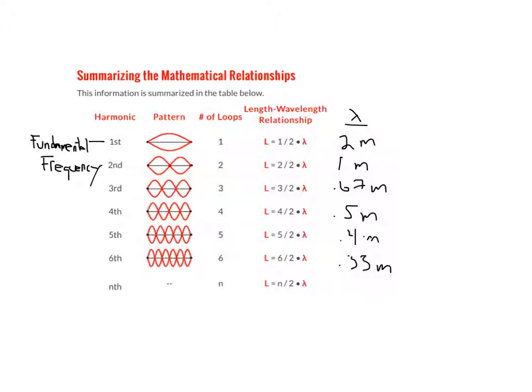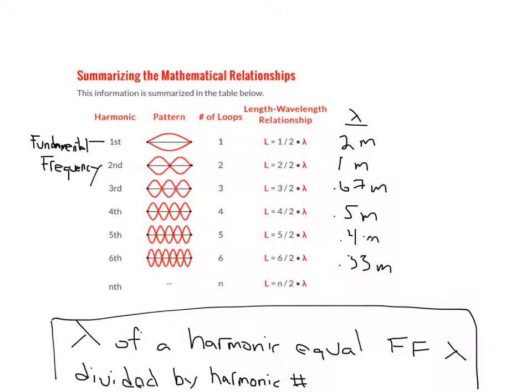Additionally, we can see a relationship here. If you take the fundamental frequency and you know its wavelength, let's say it's 2 meters, the second harmonic is 1 meter. Well, you can take the wavelength of the first harmonic and divide it by 2 and you'll get 1. If you take the wavelength of the fundamental and divide it by 3, you get 0.67. If you divide it by 5, 2 divided by 5 is 0.4. 2 divided by 6 is 0.33. So we have a mathematical relationship for the wavelength, and we see that relationship below.